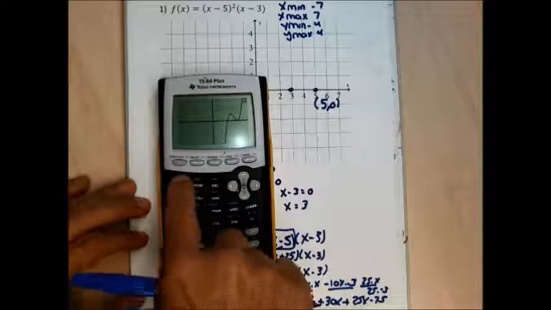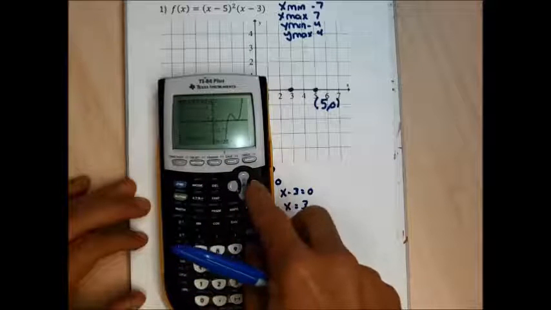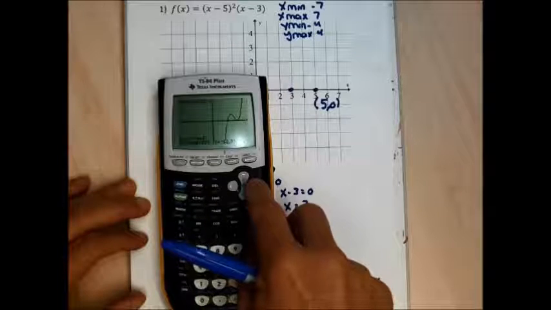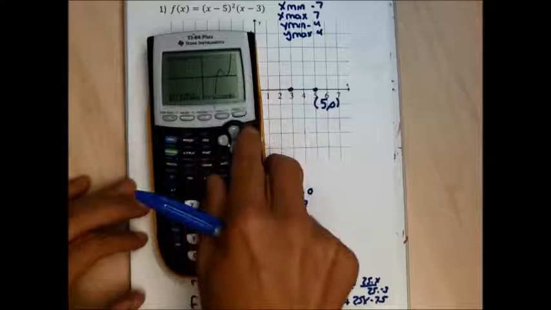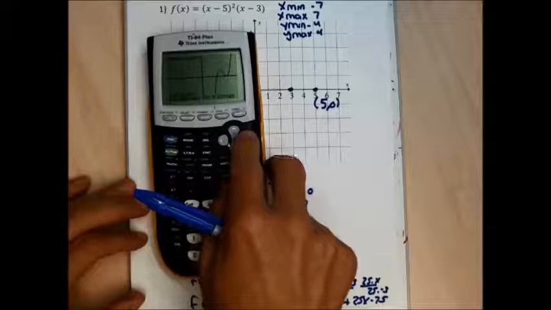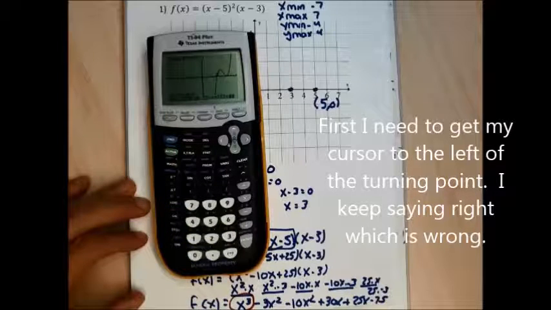To find it, I go second, calc, go down to option 4 that says maximum, and then I start using my cursor. I need to get my cursor flashing on the screen somewhere close to that turning point but to the right of it. And that turning point there, finally got close to it. So I'm close to the turning point, and I'm to the right of it. I'm going to hit enter.